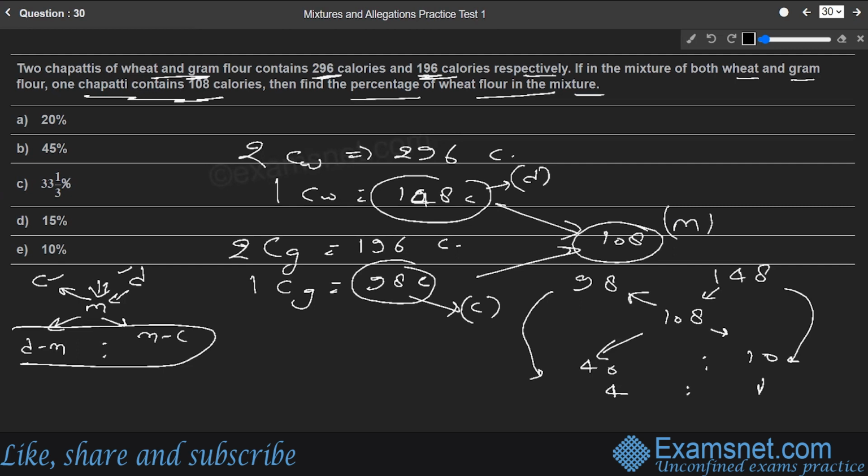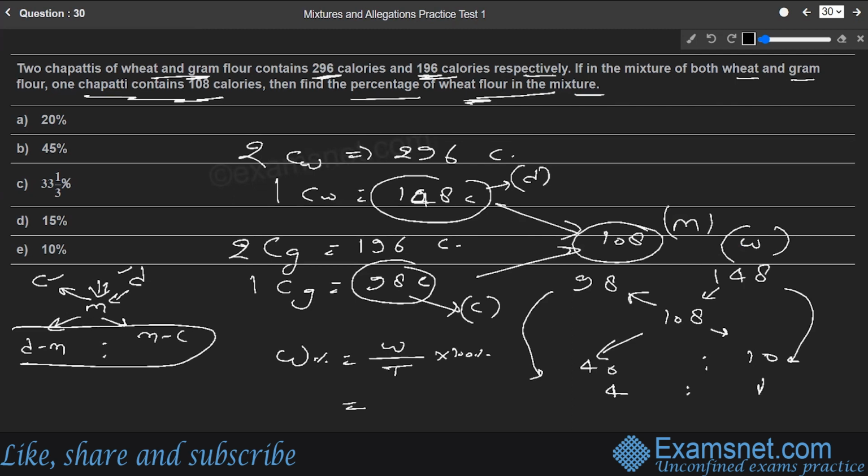So we are supposed to find out the percentage of wheat flour in it. The wheat flour percentage can be found by the wheat part divided by the total parts into 100%. And how much is the wheat part? The wheat part is the flour with the higher price, that was the 148 one.